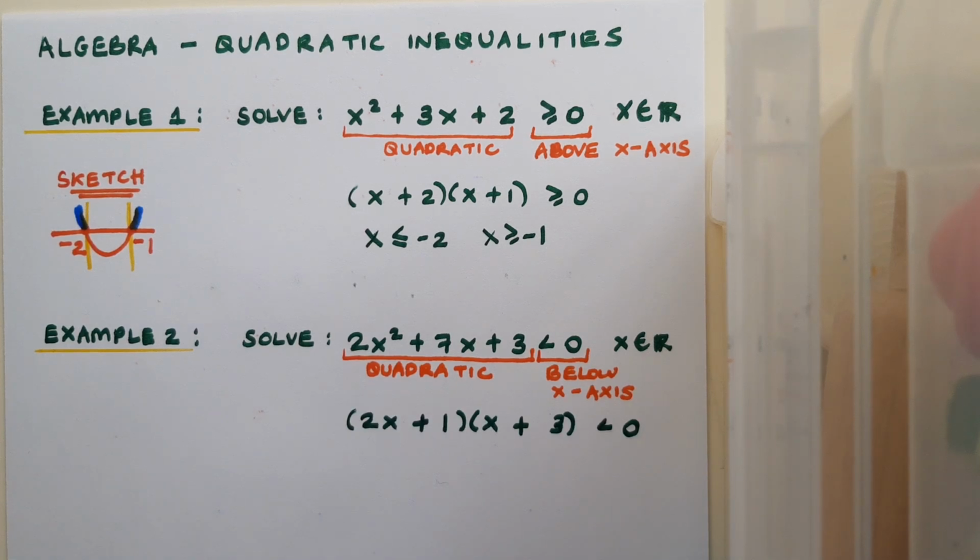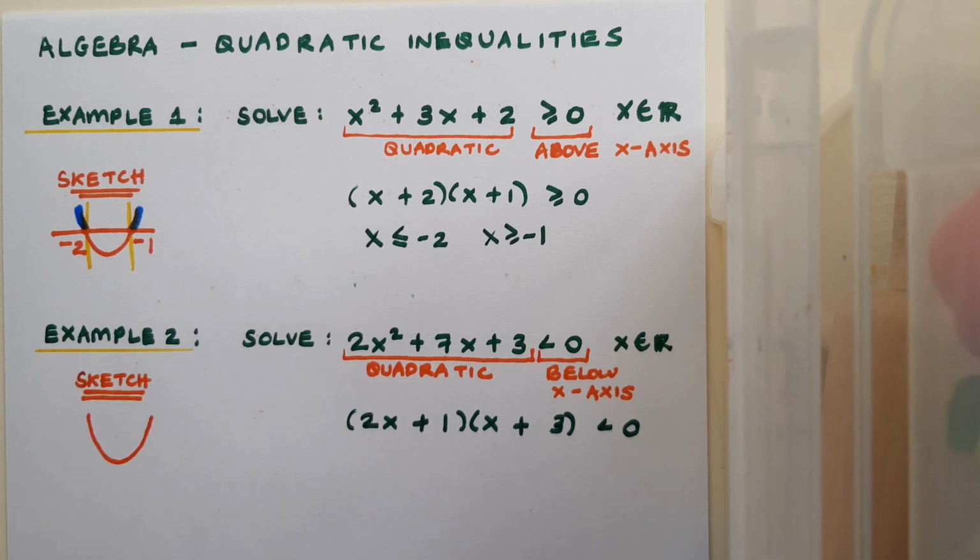So I've got (2x + 1)(x + 3) is less than 0. Again, resist the temptation to write down that x equals -3 or that x equals -1/2, as you normally would if you were solving a quadratic. We'll use our sketch to write these values down, but in our solution, we want to use our inequality symbols.